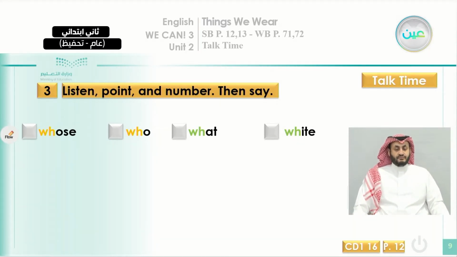Exercise 3. Listen, point, and number. Then say. Number 1, who. Who. Number 2, whose. Whose. Number 3, what. What. Number 4, white. White.